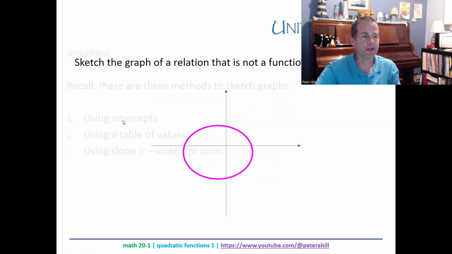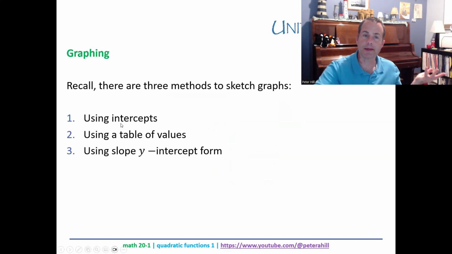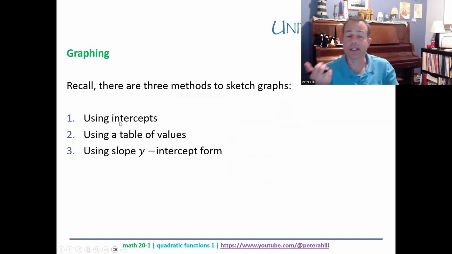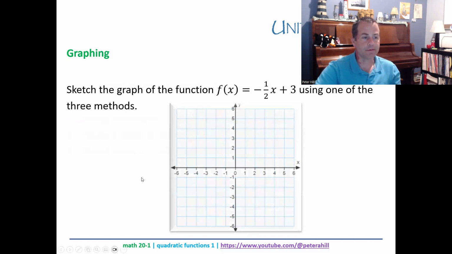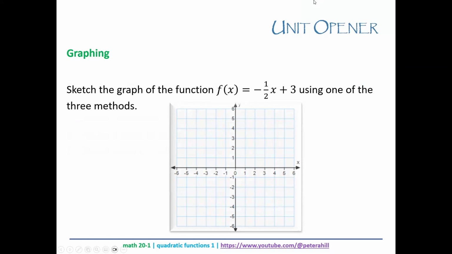Okay. Graphing. Recall there are 3 methods to sketch a graph. Either we can use the intercepts, we can create a table of values, or if it's a line, we can do the slope y-intercept form. Okay, so sketch the graph of the function f of x equals -1/2 x plus 3 using one of these 3 methods.